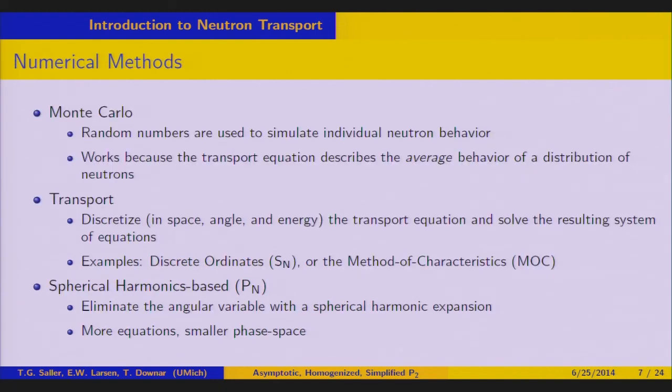Okay, so how do we solve that equation? We clearly can't just solve it directly. You can't integrate something and then have the answer. There are three main ways we solve it. The first is Monte Carlo. It's a very popular method where you use random numbers to simulate individual neutrons. And then you just follow a neutron as it goes through a reactor or something until it dies. And then you do that millions and billions of times, average the results. And that works because the Boltzmann equation essentially represents the average behavior of neutrons in a reactor.